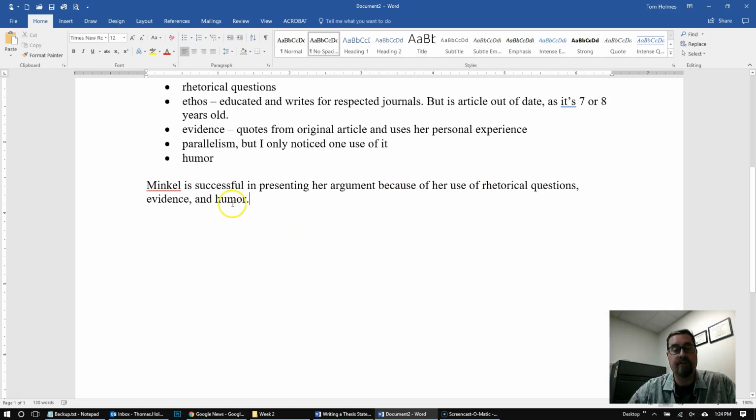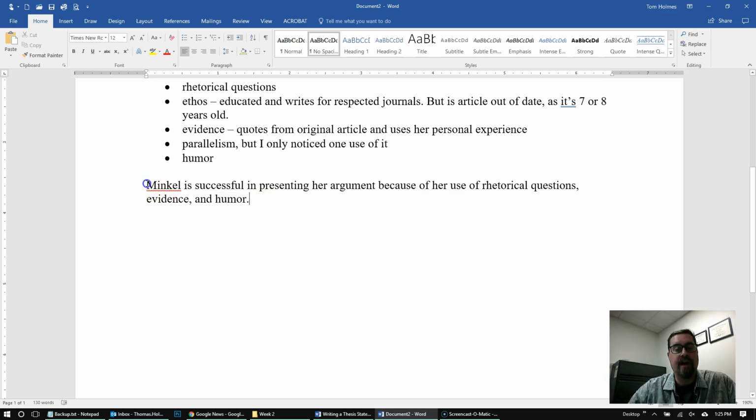And it also tells the reader that the first paragraph they're going to read is going to be about analyzing her use of rhetorical questions and how they help her argument. The next paragraph will be about how her use of evidence was successful and helped prove her argument. And the third paragraph will be about her use of humor and how it was successful in presenting her argument.